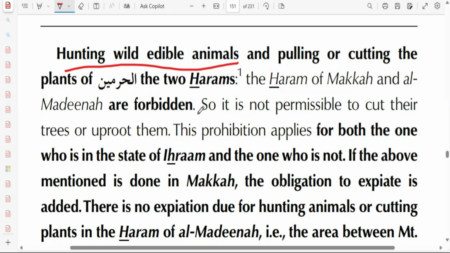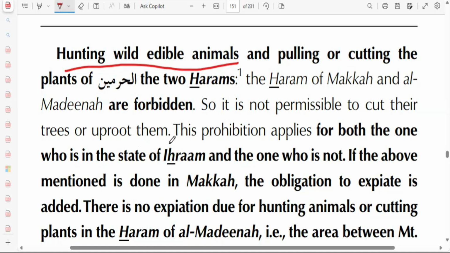As for the haram of Mecca, that was established by Abraham, alayhi salatu wassalam, and it was preserved since then. And as for Medina, that was established by Muhammad, sallallahu alayhi wasallam. He said, I establish a haram for Medina like Abraham established a haram for Mecca. So it is not permissible to cut their trees or uproot them. Yani you can't chop the tree down and you can't pull it up out of the ground by its roots.